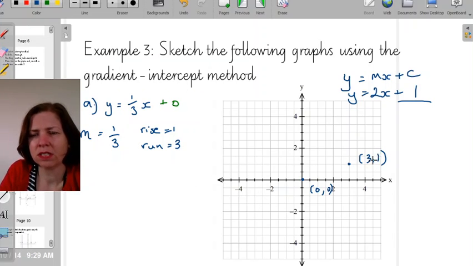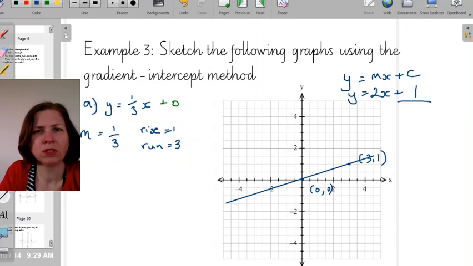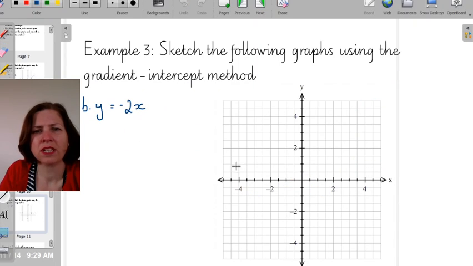Let's see if I can do this. Somewhere here, I reckon. That looks good. All right, that'll do. Okay, 1/3 is not a very steep line. It's quite shallow, as you can see. Okay, we've got another example to do. So go to the next page.